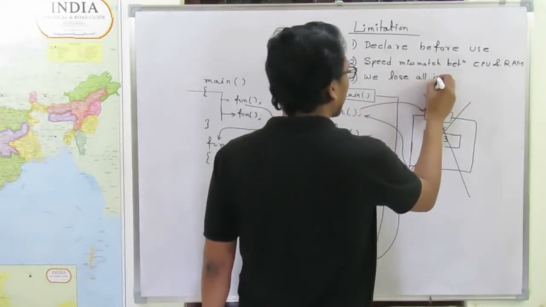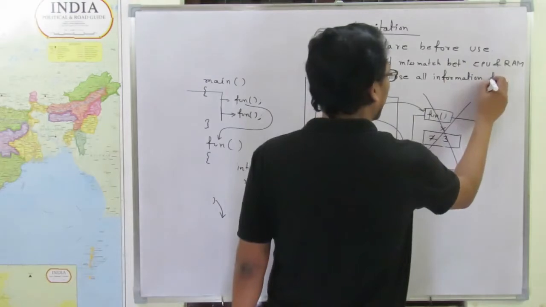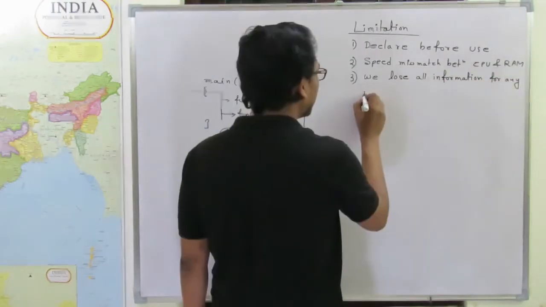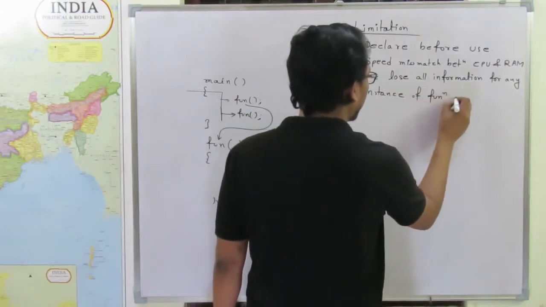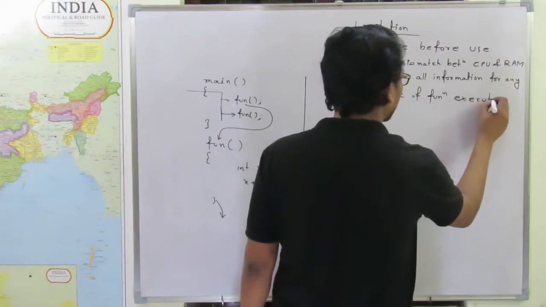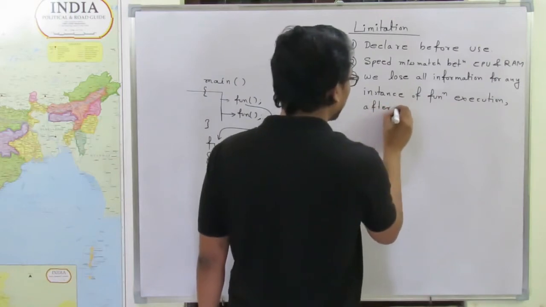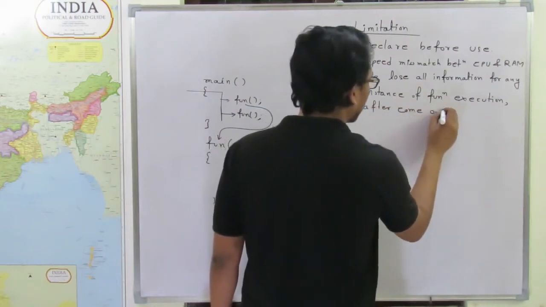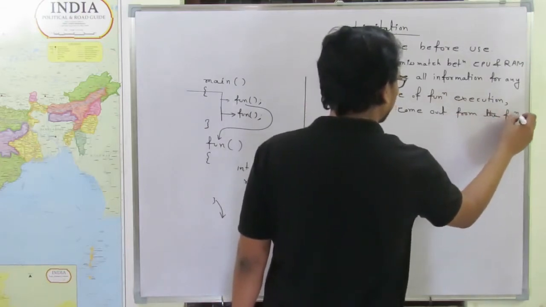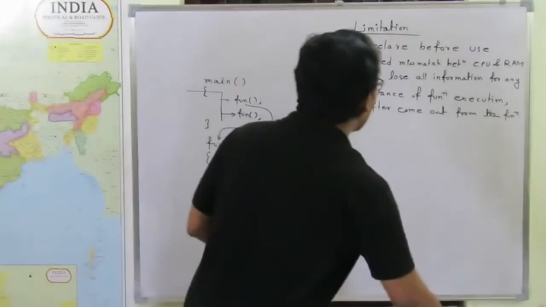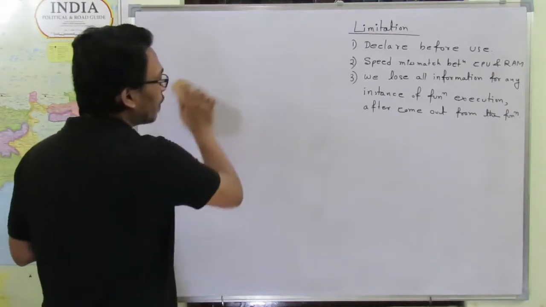all information for any instance of function execution after coming out from the function. Look, so these are the 3 problems that we face in normal variables, in the normal scenario of variable declaration.